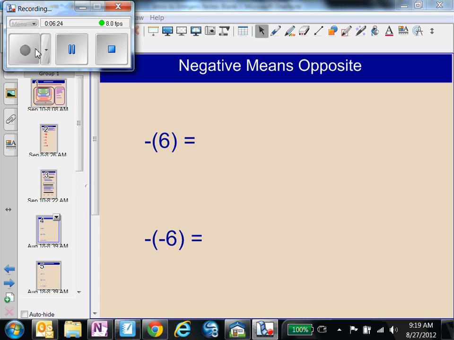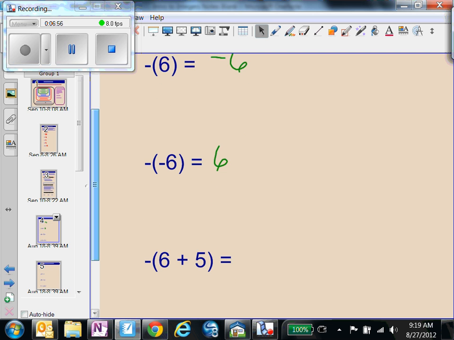So negative means opposite. That's ultimately what it means, right? Because aren't integers whole numbers and their opposites? So this first notation we have here, a negative with 6 in parentheses, means the opposite of +6, which of course is -6. The next one says the opposite of -6, which is 6. Good. So that's all those negative symbols mean.